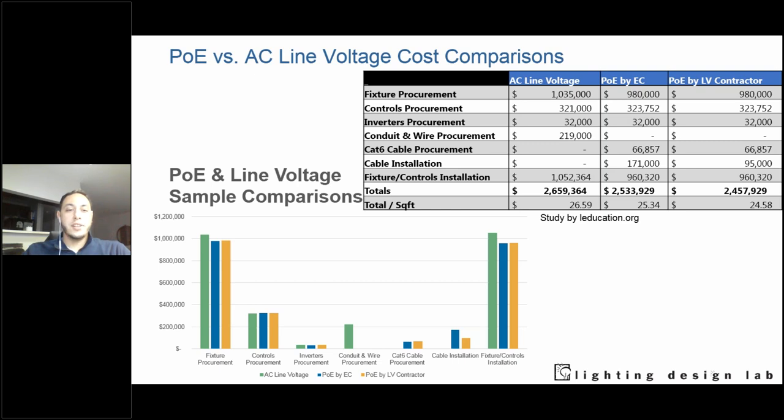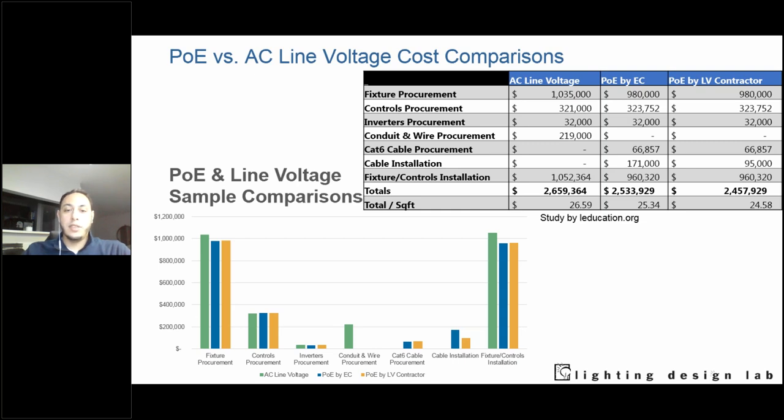With some of those architecture and technical terms in mind, let's talk a little bit about cost and comparisons. LEDucation had this nice 100 square foot study and comparison of three systems in that same space. They evaluated an AC, or line voltage, network lighting control system. They also studied the cost of a PoE system implemented by electrical contractors, as well as a PoE system implemented by low voltage contractors. Why the difference?